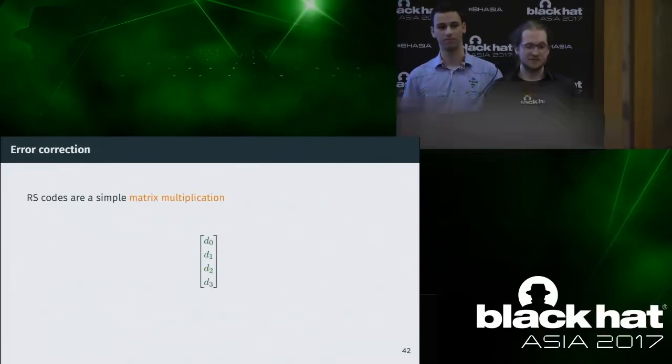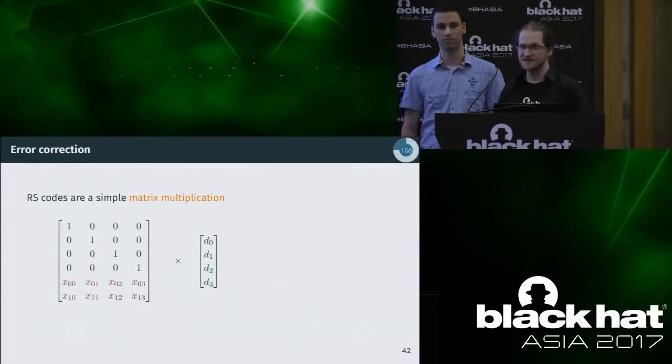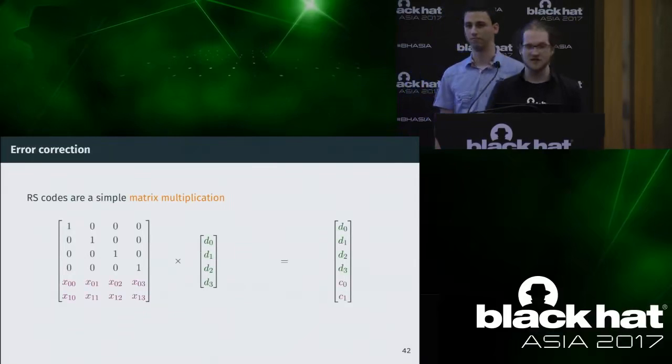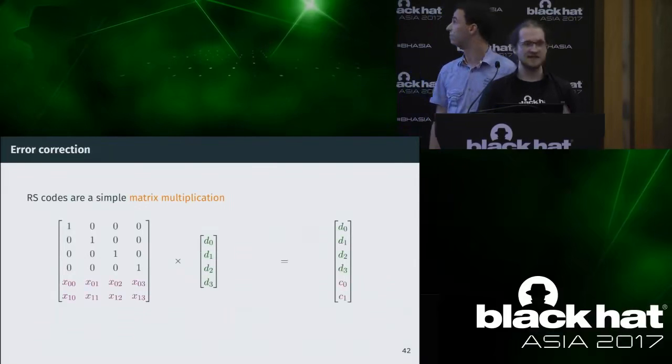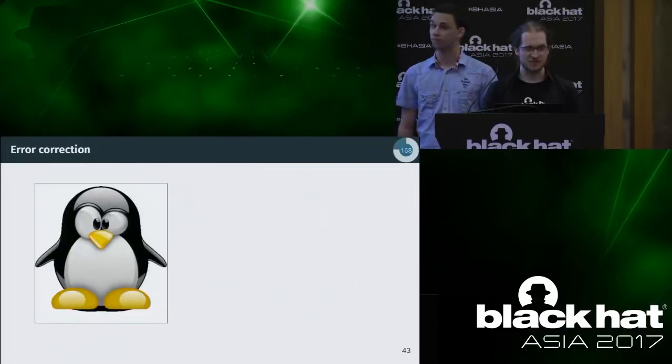So how is this done? Actually, Reed-Solomon codes are just a simple matrix multiplication. We have our data in a vector, then we have an identity matrix together with the error correcting polynomials, and multiply them with each other, and voila, we have the encoded data, which contains the data itself and, as promised, the correction codes. That sounds a bit abstract, so let's look at it with another example.